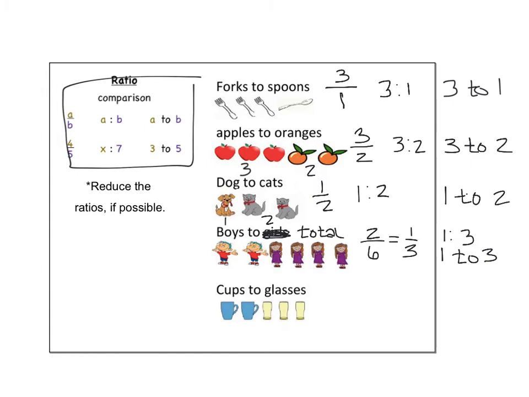All right, and let's look at the last one. So cups to glasses. So I have 2 cups, 3 glasses. So I could write that as 2/3, 2:3, or 2 to 3. All right, so again, a ratio is a comparison. There are 3 different ways we can write these ratios. The order does matter. If you can reduce it, please do. But we will mostly be working with the fraction ratios moving forward. But please know that each of these are valid ways to write ratios.